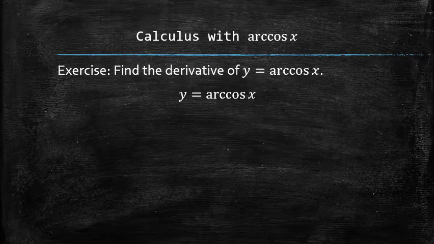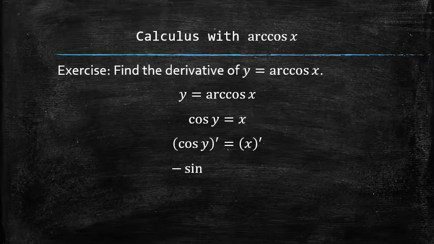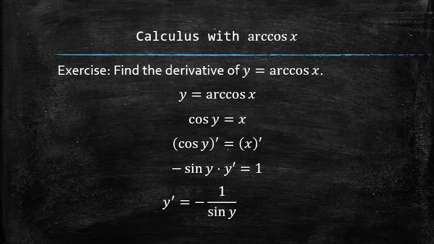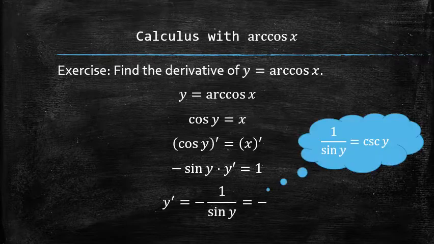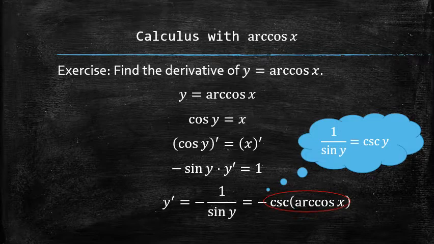So let's try the implicit differentiation instead. First, let's apply the cosine function to both sides, and then differentiate each side. On the left side, we use the chain rule, and on the right side, it is just the derivative of x. Divide both sides by negative sine of y, and replace y with the arccosine of x. We definitely learn how to simplify such expressions in trigonometry.